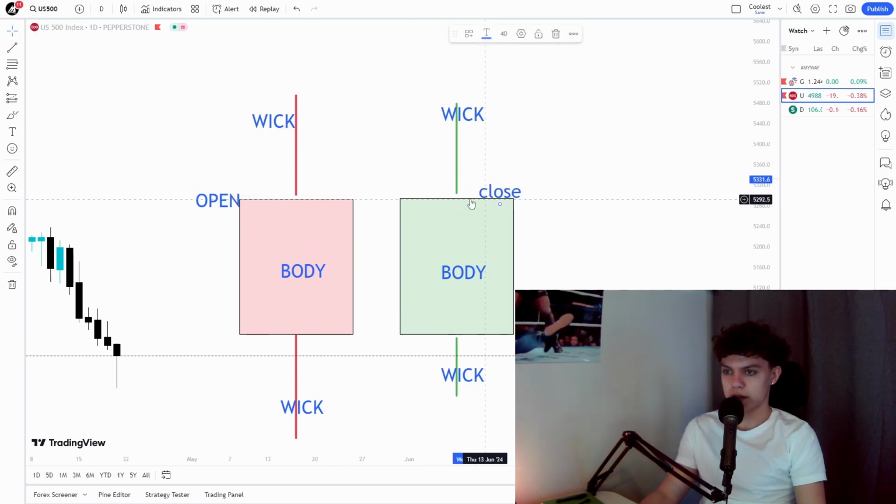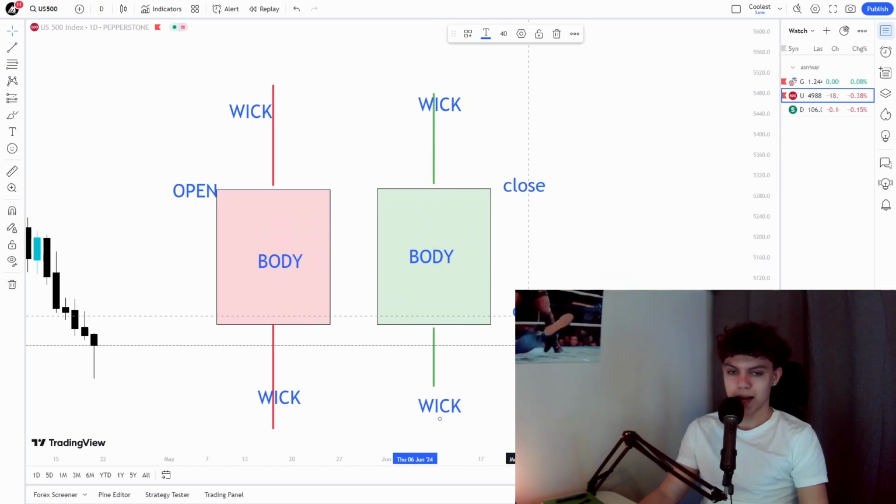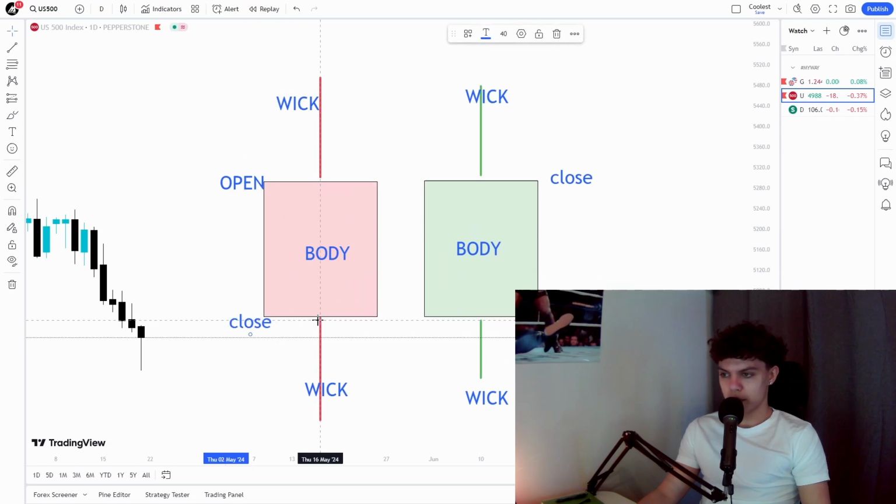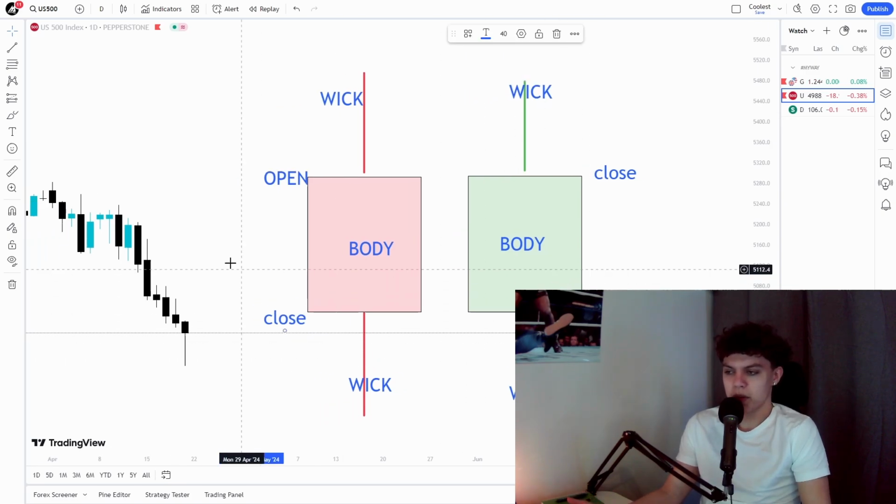Up candle closes above the body, above this line. So like this. And the up candle opens from below the body. Same thing, down candle closes from below. Up candle opens below. Now, this may sound weird, but let me explain it.